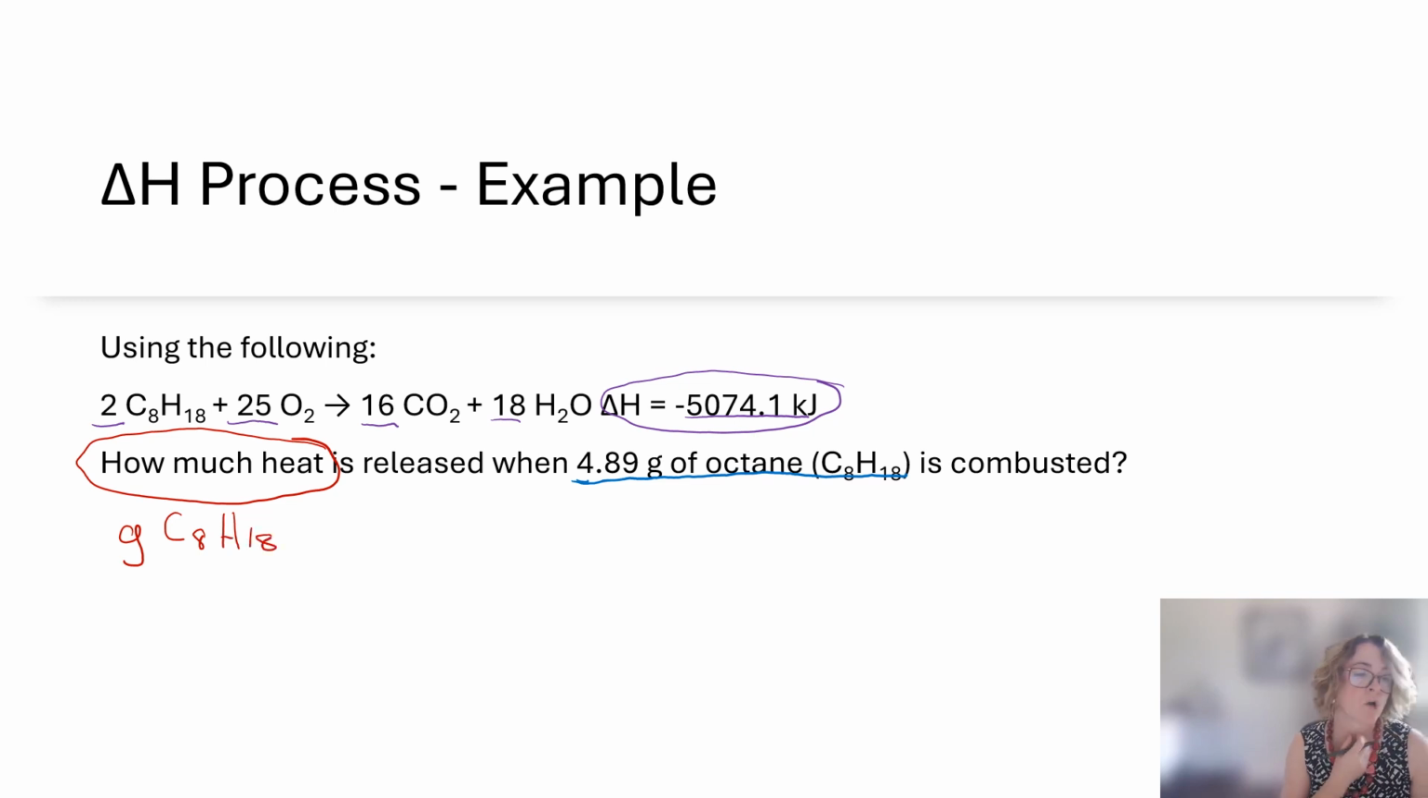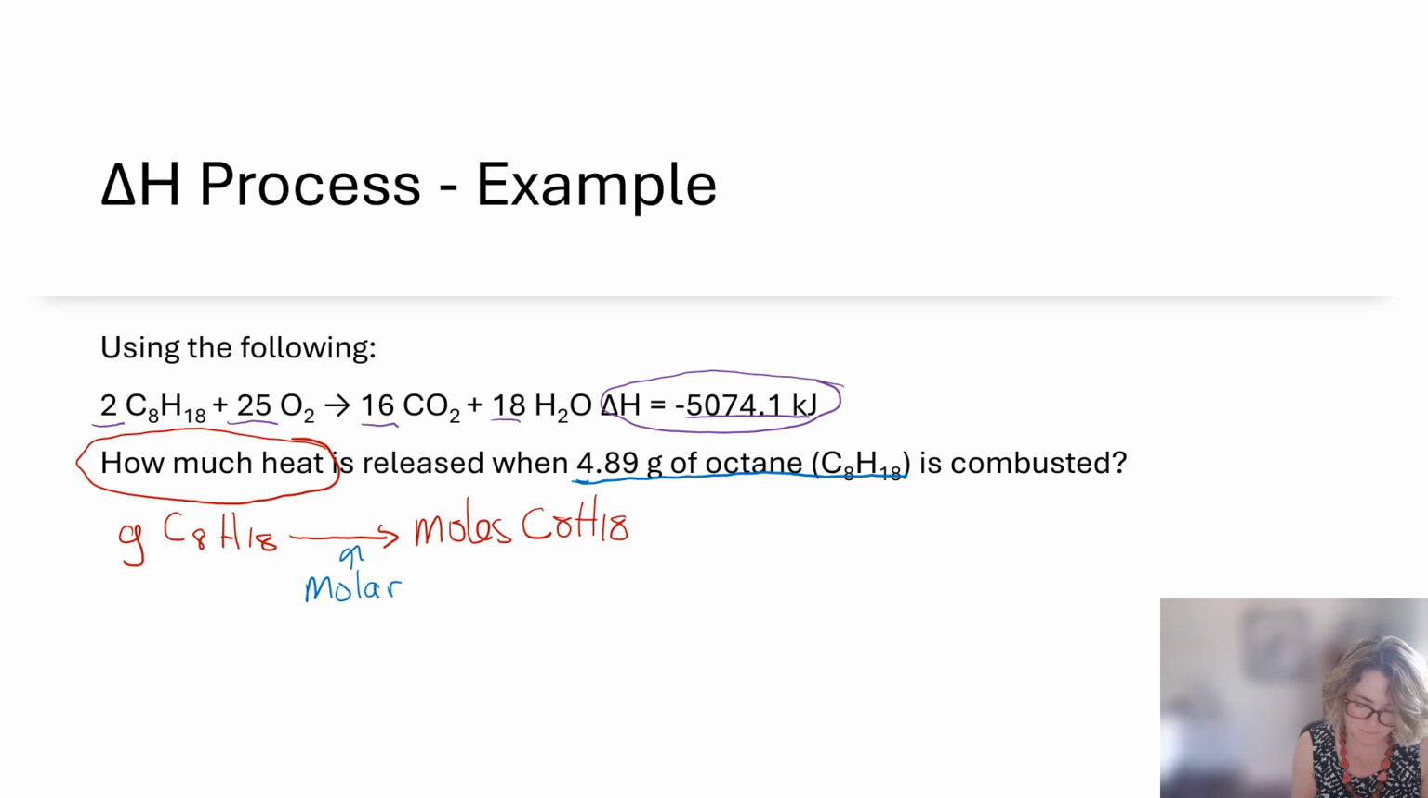So I am starting with my grams of octane. Now looking at my mole map, anytime I start with grams and I'm doing any sort of stoichiometry, the very first thing I have to do is convert to moles of octane. And if you look at your mole map, to go back and forth from grams to moles or moles to grams, you want to use molar mass.